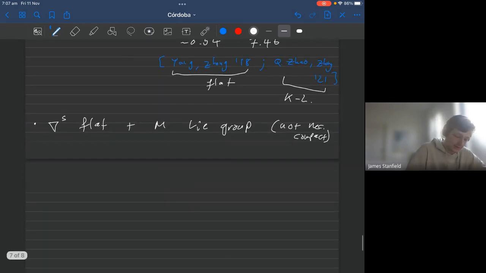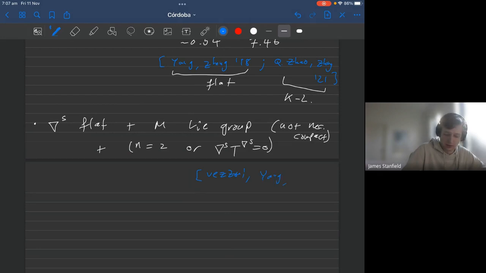And n equals 2, or the torsion is parallel. Then this was solved by Vezzoni, Yang, and Zheng in 2019.